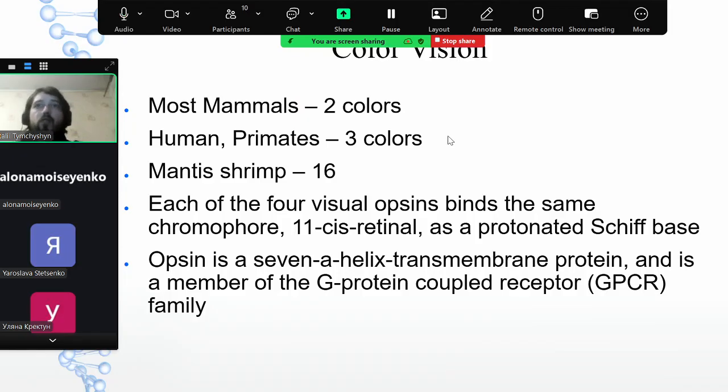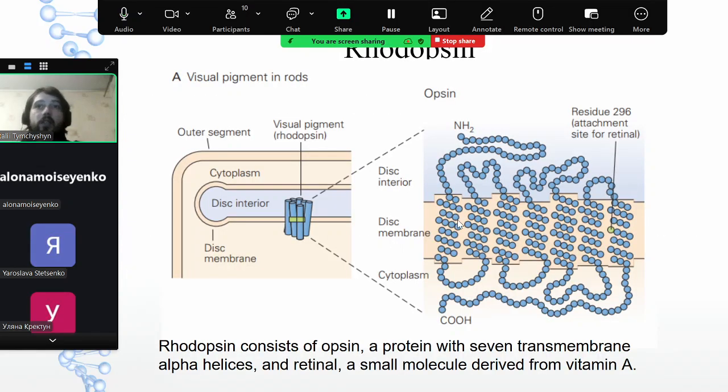Each of the four visual opsins binds the same chromophore, 11-cis retinal, as a protonated Schiff base, so the same structure. And all opsins are seven-helix transmembrane proteins and are members of the G protein coupled receptors. So GPCRs we have already considered, and this is an example of the GPCRs.